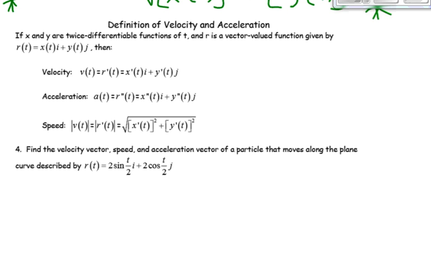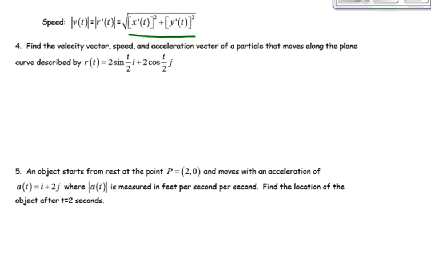If you have a vector value function, now I know this is using ij's, but you can also use the chevrons. So if you have a position vector, which is your x and your y component, then your velocity is the derivative of those, acceleration is the second derivative, and the speed is that formula that I wrote up at the top. Okay, so now let's do a couple of questions using this.